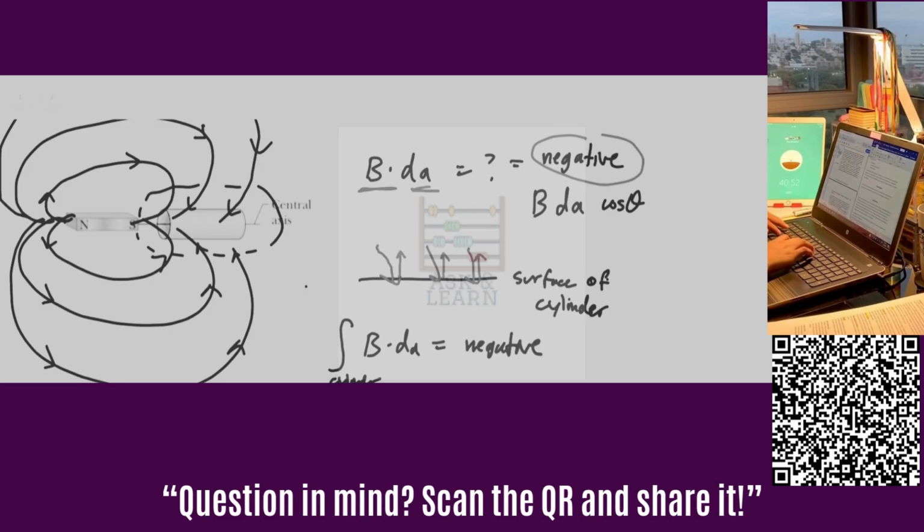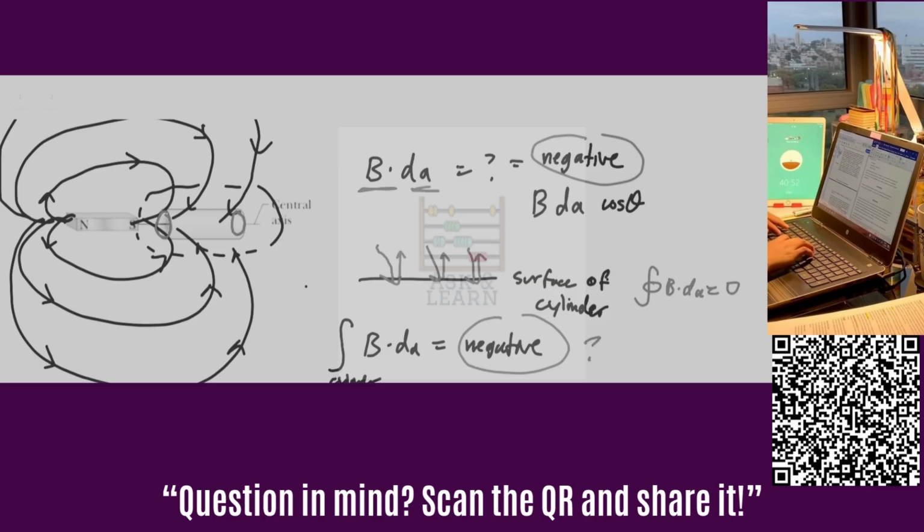Now, does this contradict Gauss's law for magnetic fields? It does not, because Gauss's law for magnetic fields is for a closed surface. And of course, if you look at the cylinder, a cylinder is not a closed surface. There are two openings here.